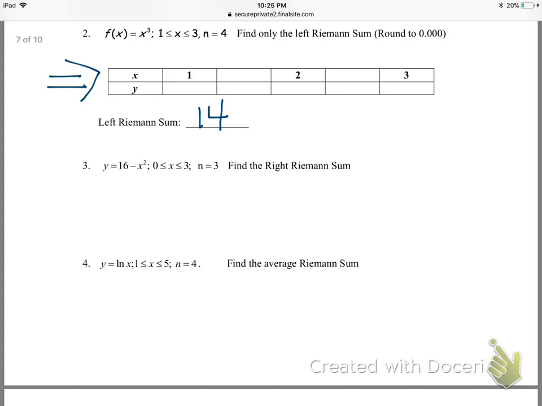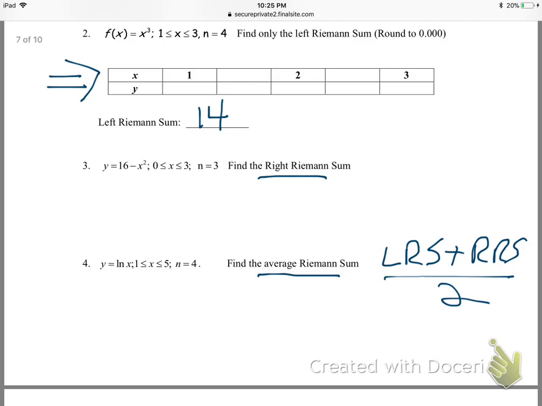Alright, moving on. Number 3 and number 4. Number 3 asks you to get right Riemann sums, and number 4 asks you to get average. So to get average, you would say left Riemann sum plus right Riemann sum over 2, and that gives you the average. Let's do number 3 together.